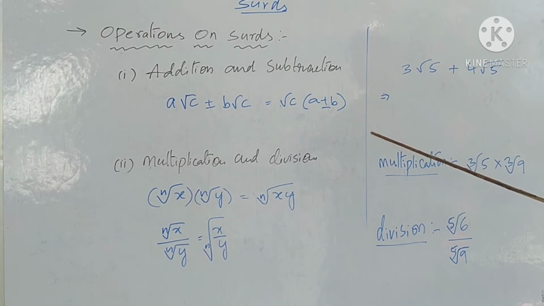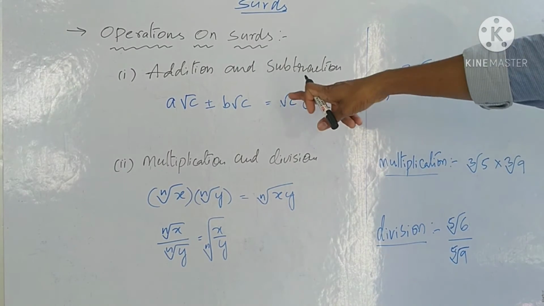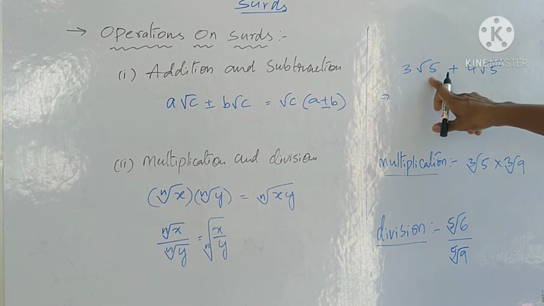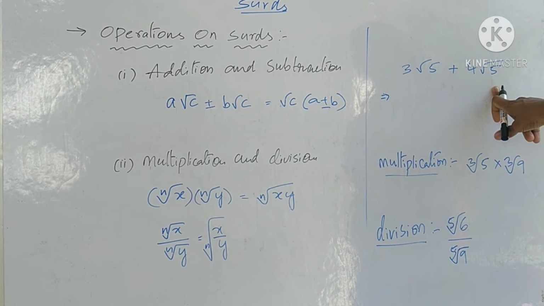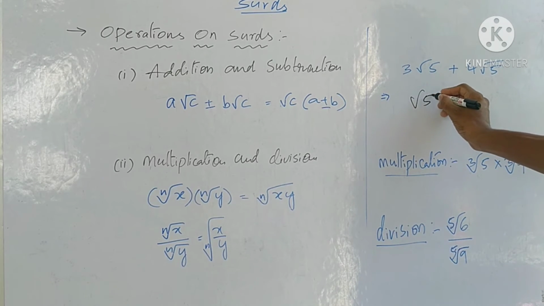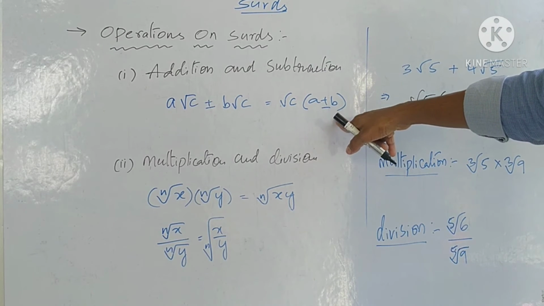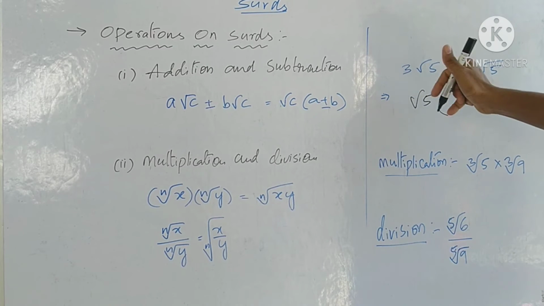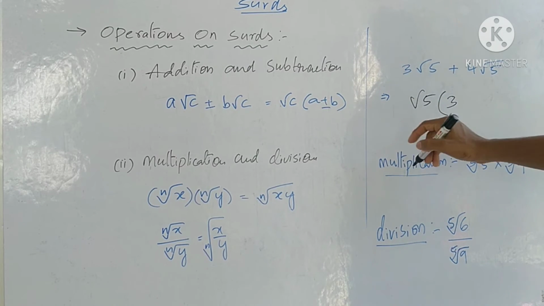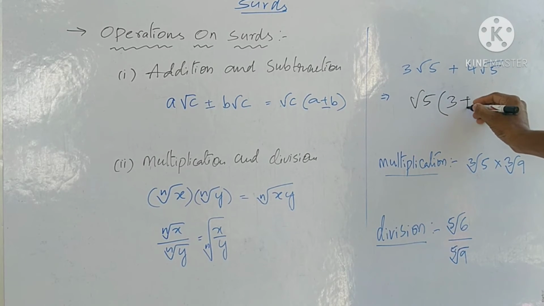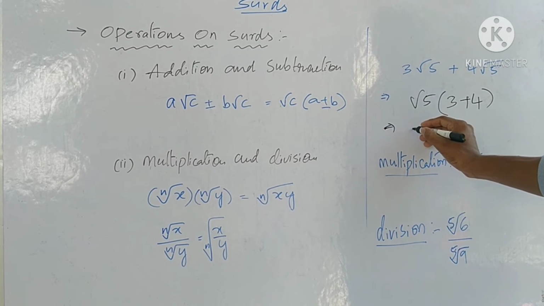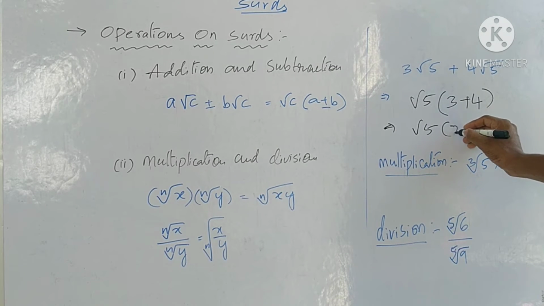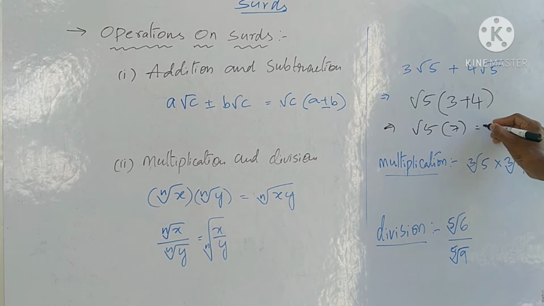We have to take some examples. Here root c is common, so root c is root 5, of a plus or minus b. Here the combination is addition. So in the a place we consider 3, and in the b place 4. That is equal to root 5 times 3 plus 4, which is 7. So the final result is 7 into root 5.